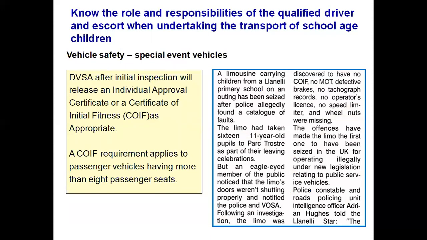The DVSA, after initial inspection, will release an individual approval certificate or certificate of initial fitness as appropriate. The certificate of initial fitness applies to passengers having more than 8 passenger seats. So we're talking about stretch limousines, really. I've got an example on the side there that's been cut out of a newspaper in South Wales, where many faults were found on a stretch limousine carrying children to a primary school.